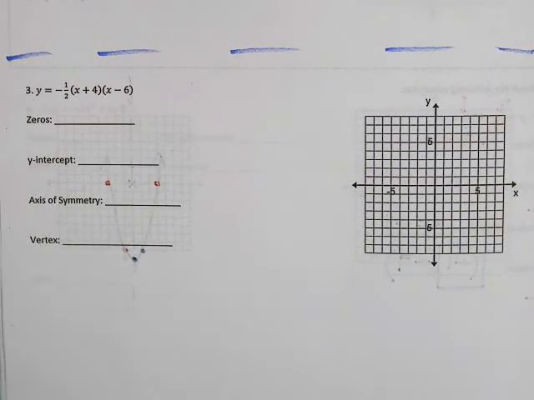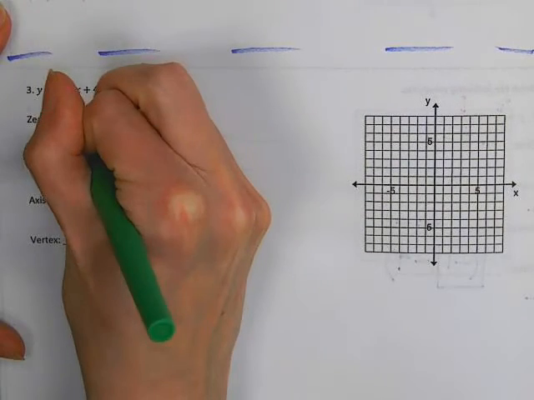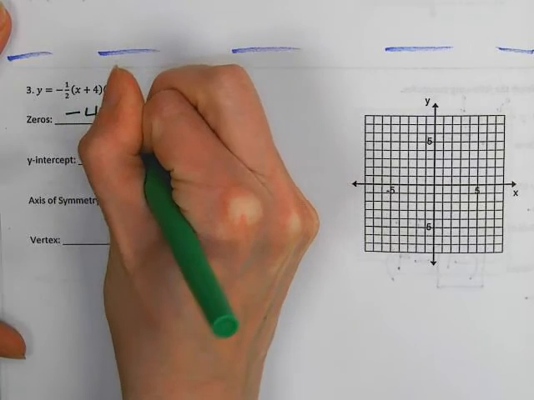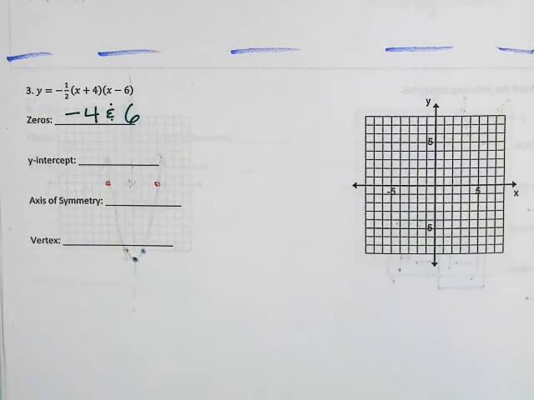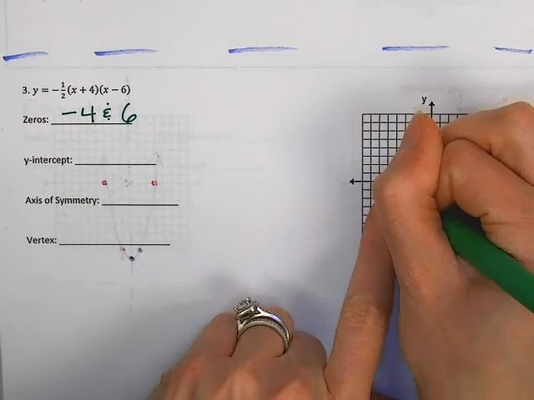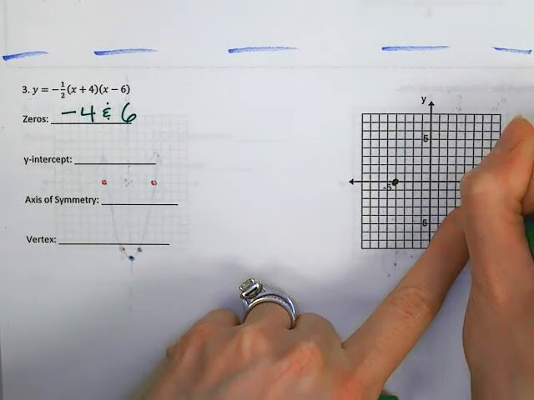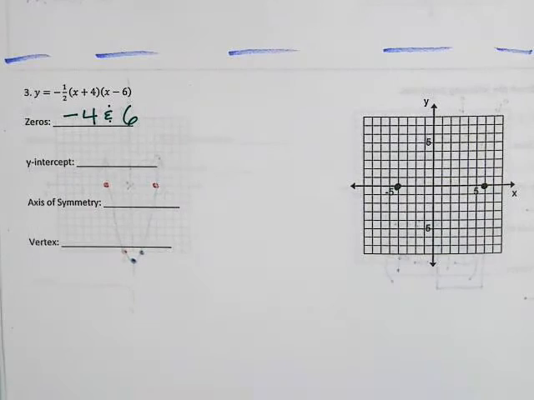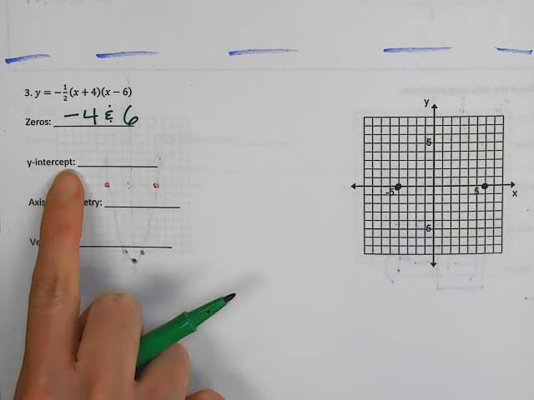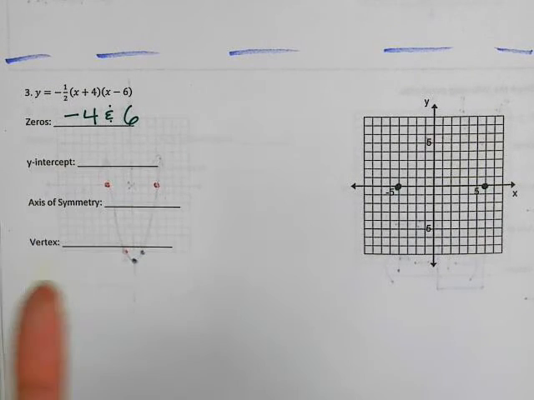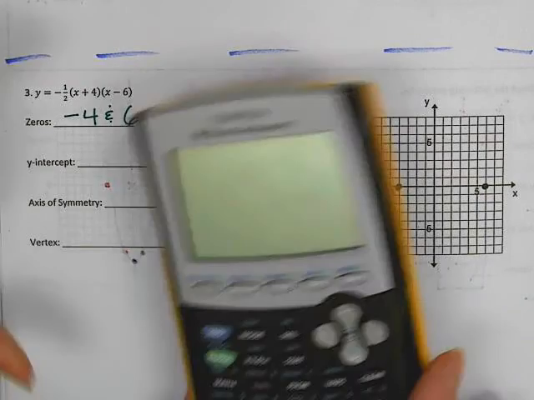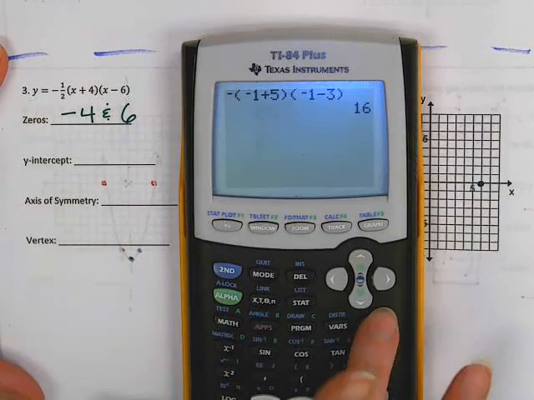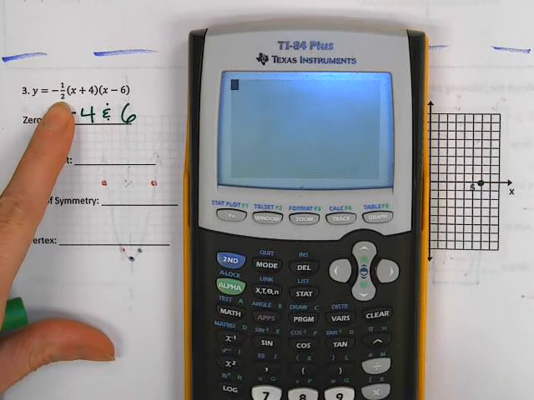The zeros are the opposites. So negative 4 and positive 6, right? So let's get those down right away. Negative 4 and positive 6. The y-intercept is when we plug in 0 for x. Please try this without a calculator, but I'm going to do it on here.